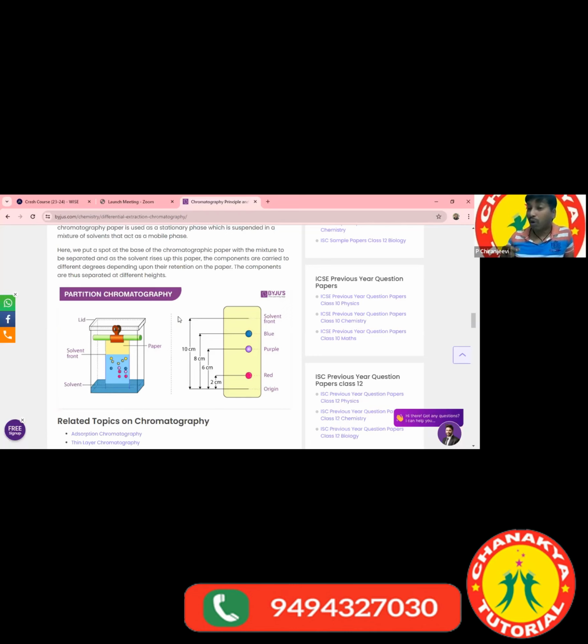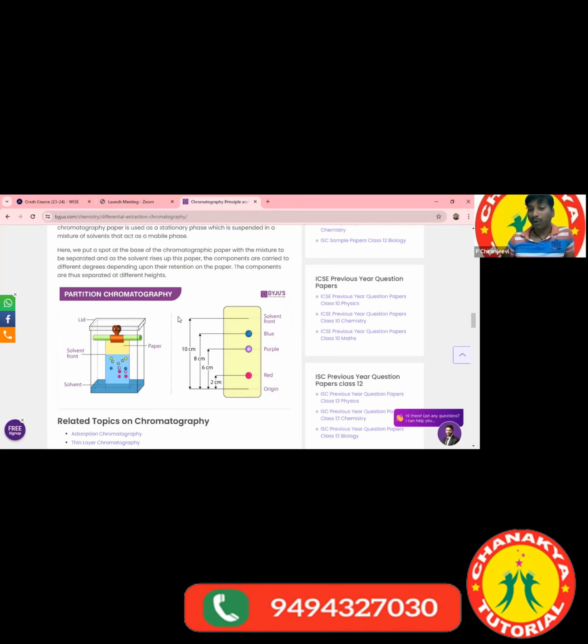At the same time, if you place one drop of ink in water, the whole ink is going to be distributed throughout the water, right? Yes, sir. So that means the paper contains a large number of water molecules. That's why partition chromatography is called liquid chromatography. By using partition chromatography, especially amino acids can be separated.